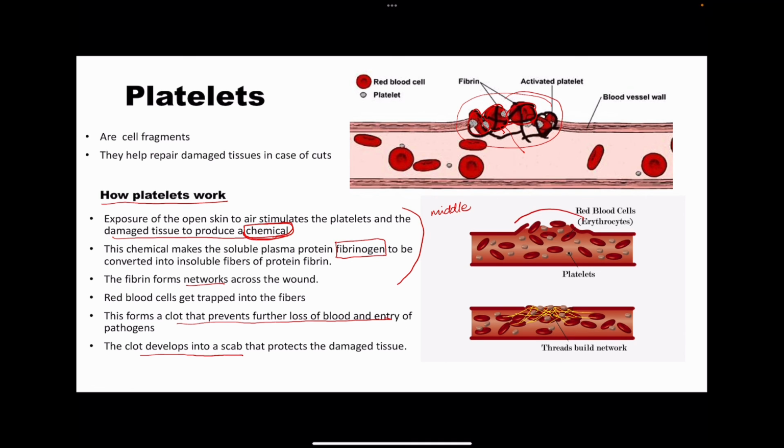If you look at this part here, there is damage, and then the protein fibrin forms a network that traps blood cells, including red blood cells and other things, leading to the formation of a dried scab-like structure that prevents excessive blood loss. This brings us to the end of this topic.